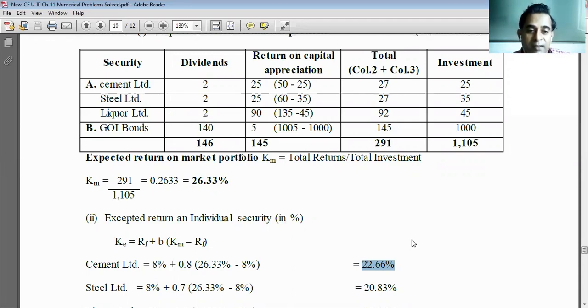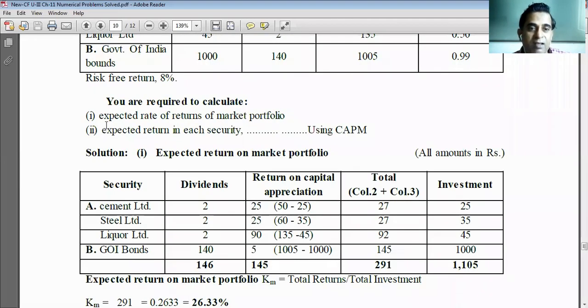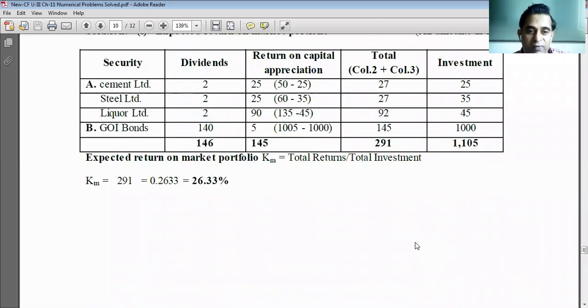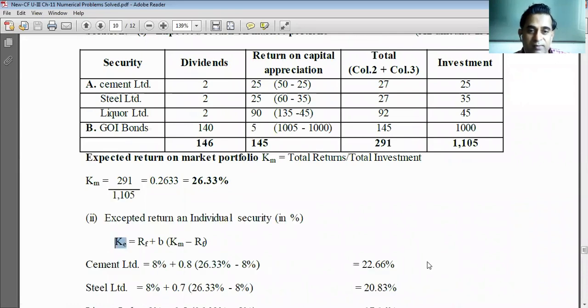So please try to understand. Everything is explained in a very clear way. The expected return means cost of equity capital. I hope you understood. A different word is used. That's it.